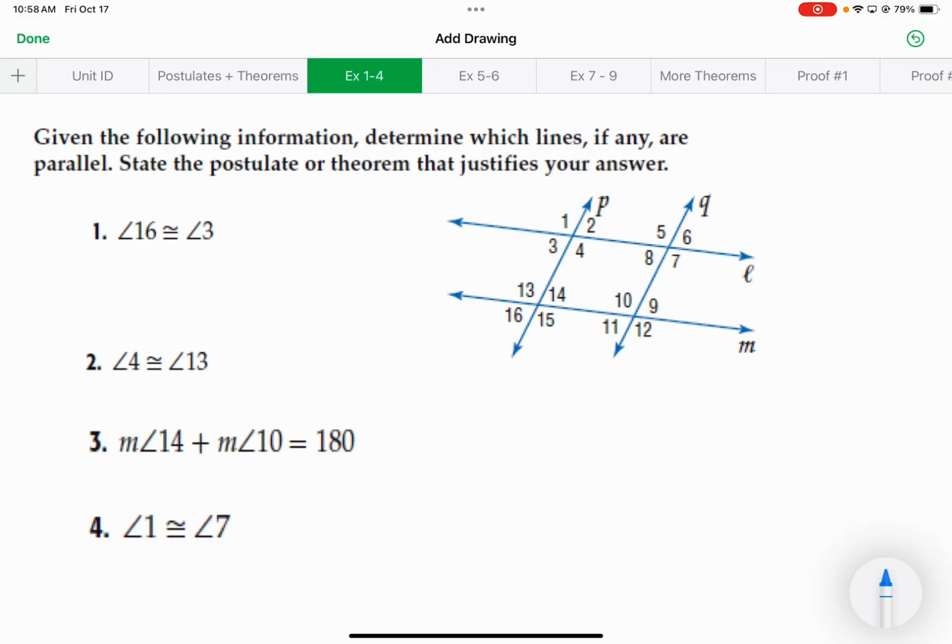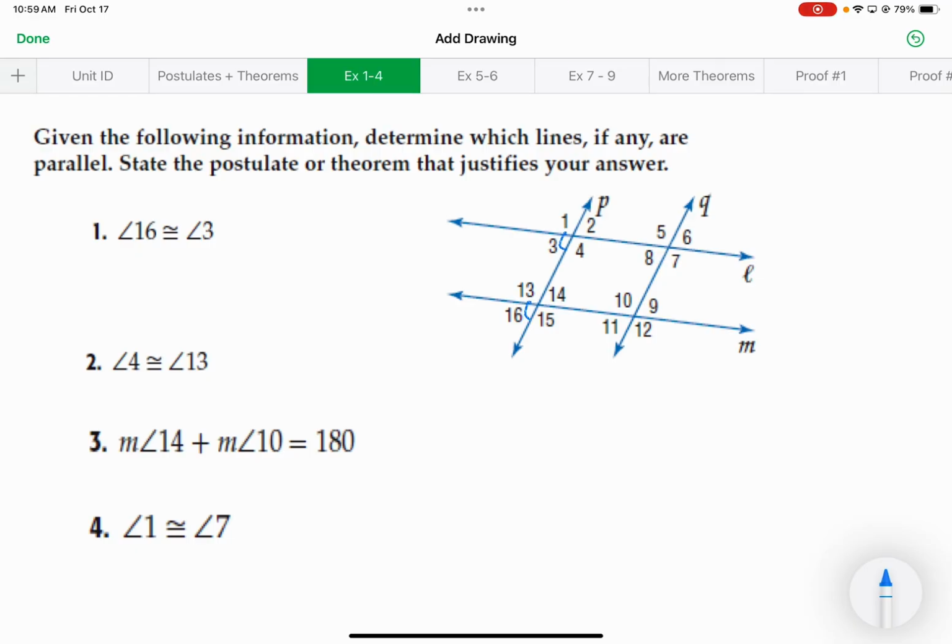Let's first look at the case if I have angle 16 and angle 3. So if I have angle 16 congruent to angle 3, my question is this. What type of angle pair are they? They are indeed corresponding angles. Okay. Which lines would then be parallel? It would be the lines that they are attached to, which would be line what?